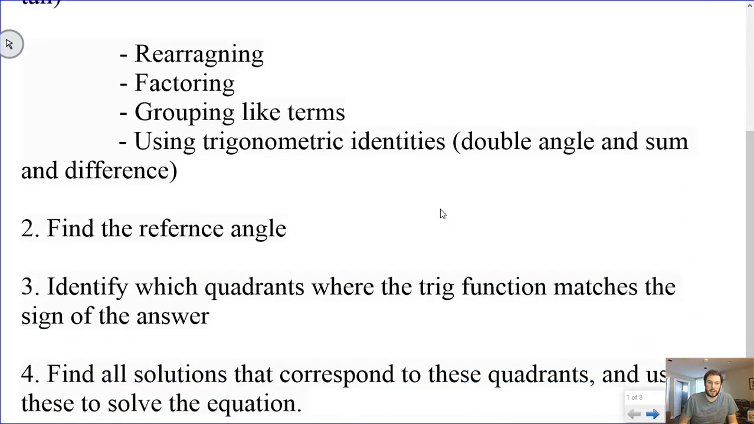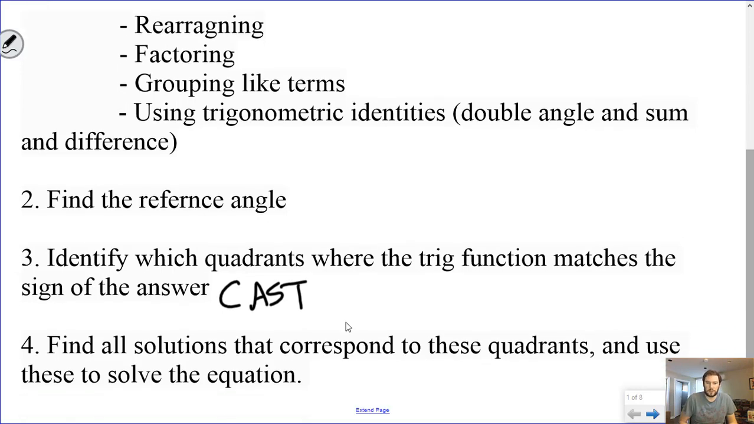Once you have it arranged in a way that can be solved, then you have to figure out your reference angle. So once you know what sine theta or cosine theta is equal to, you have to figure out, in that case, what's my reference angle? Once you know your reference angle, you figure out your quadrant by the sign, and then from there you can use your CAST rule to tell you which quadrant it's in. And then once we know the quadrant, we're going to find all possible solutions. We did that in the last video.